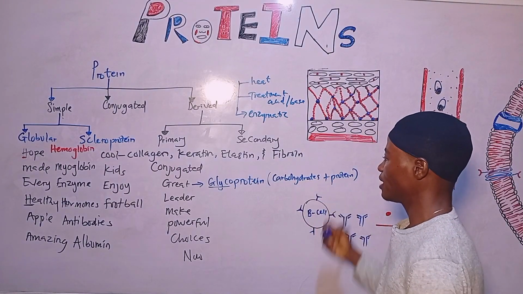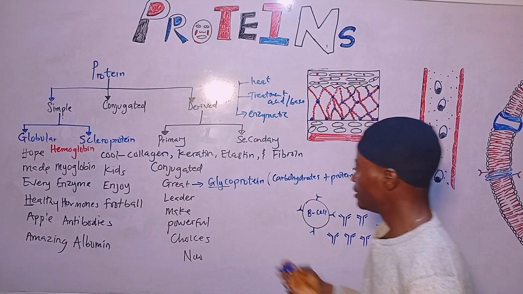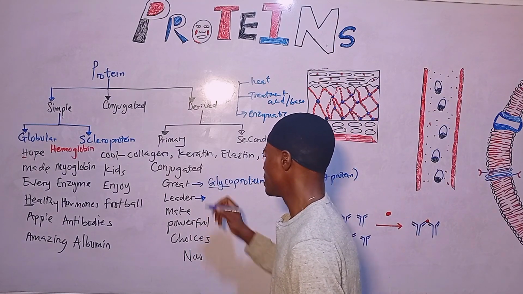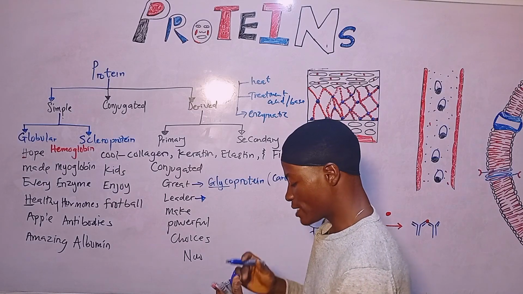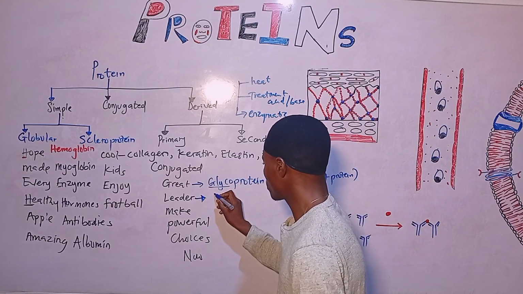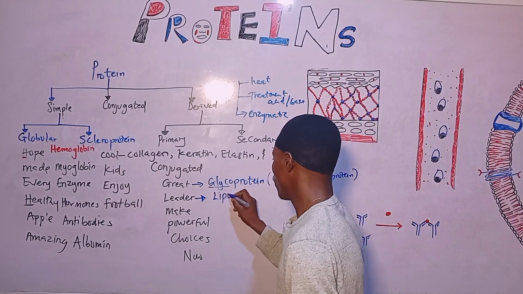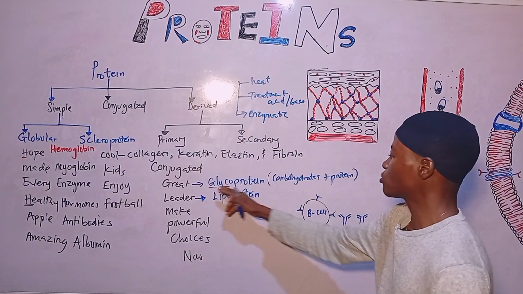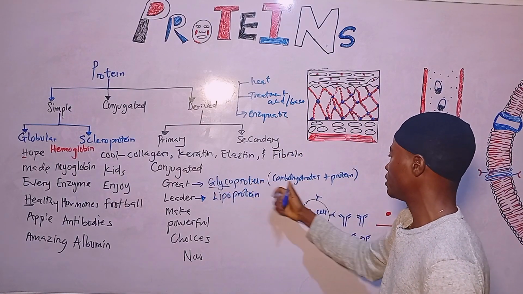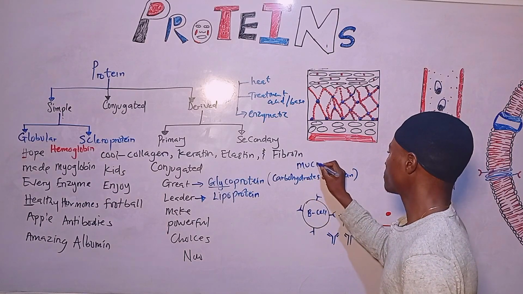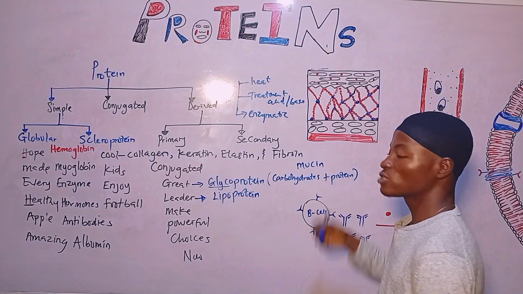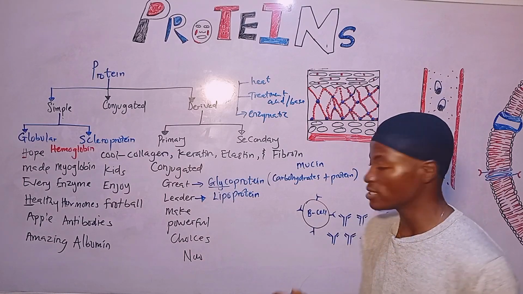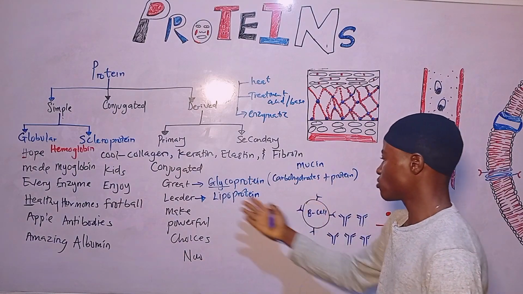That's what we have under this glycoprotein, right? Then leader, great leader. This leader simply represents a special type of protein, and that is going to be called lipoprotein. You understand? Example of glycoprotein, we have mucin. This mucin is the chemical found in mucus, right? That's mucin. It's an example of glycoprotein.